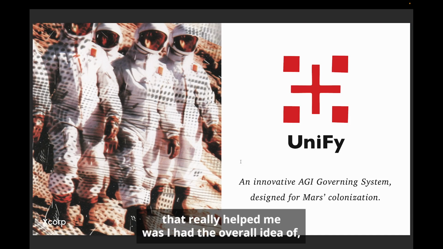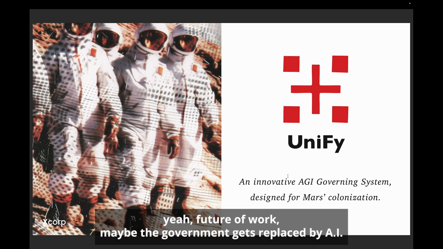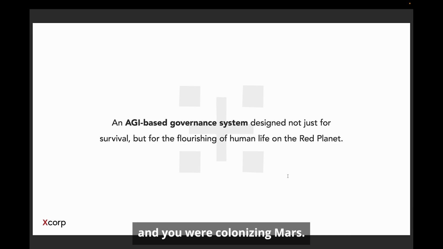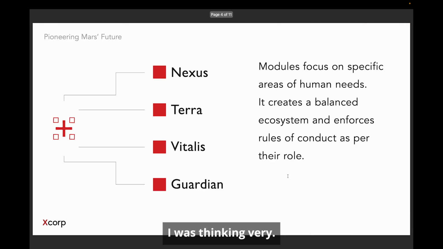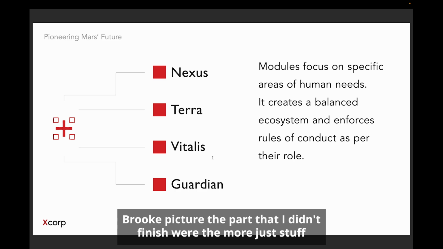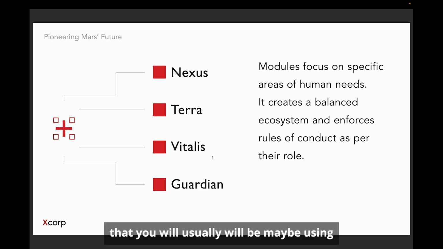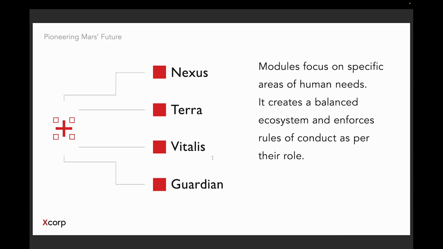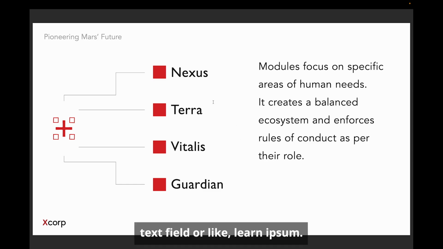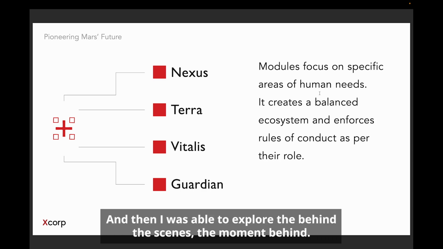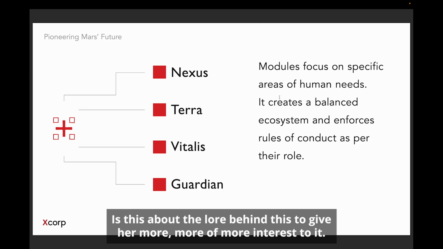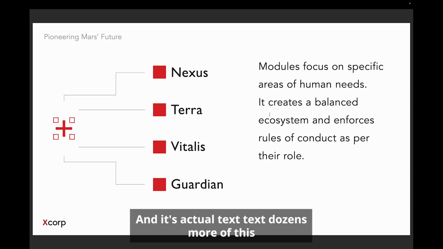Another way that AI really helped me was that I had the overall idea of a future where maybe the government gets replaced by AI and we're colonizing Mars. I was thinking very broad picture. The part I didn't finish was the stuff where you would usually use placeholder text like lorem ipsum. So in this case, I used placeholders, and then I was able to explore the lore behind this, to add more interest to it, and actual text that seems more realistic.